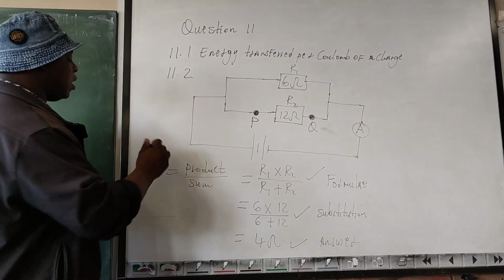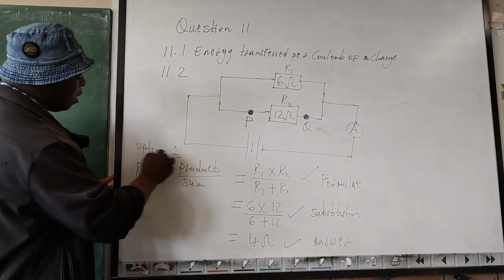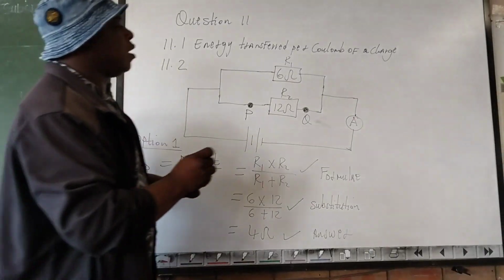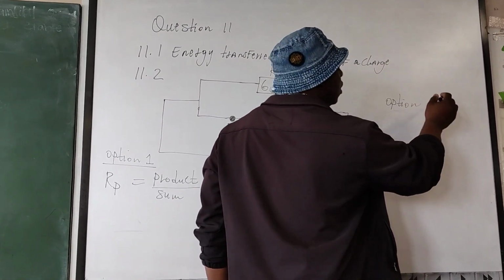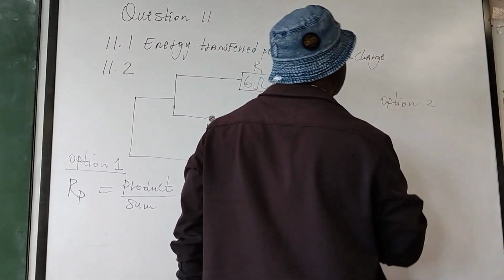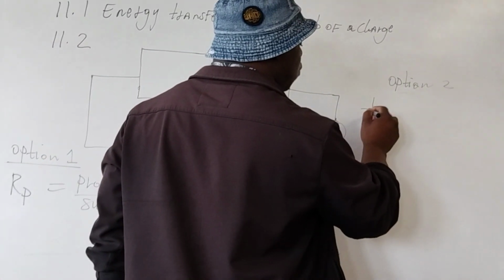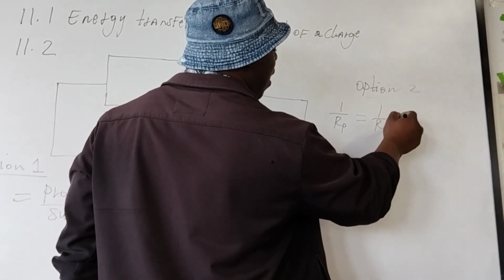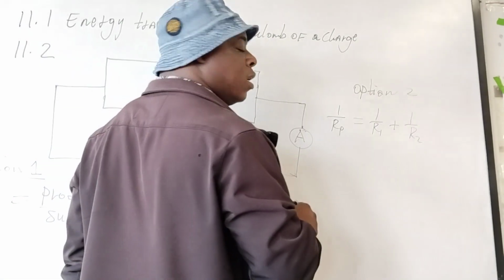Shall we say that we regard this as option number 1? Shall we go to option 2? Yes. Okay. Option 2. Now, option 2 of this will be to use that fraction method, right? So it's 1 over Rp, which is equivalent to 1 over R1 plus 1 over R2.